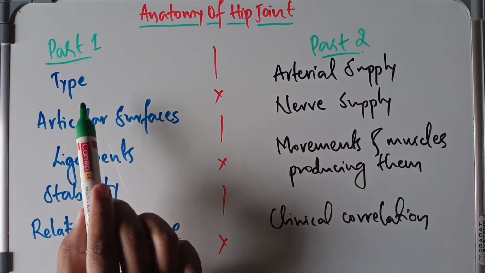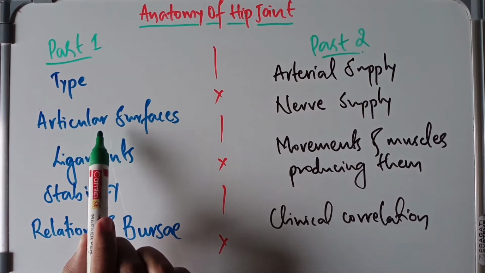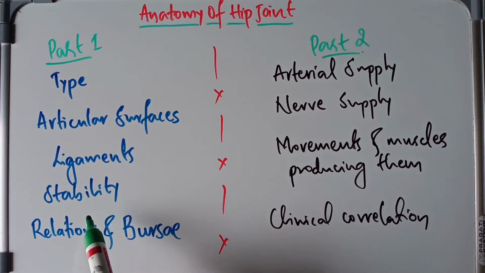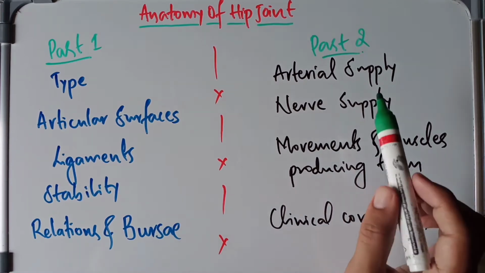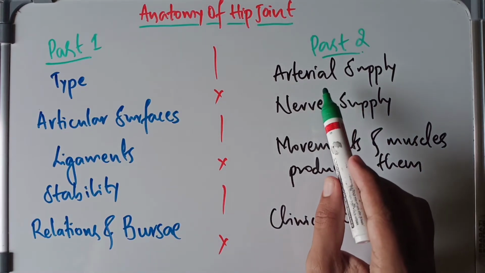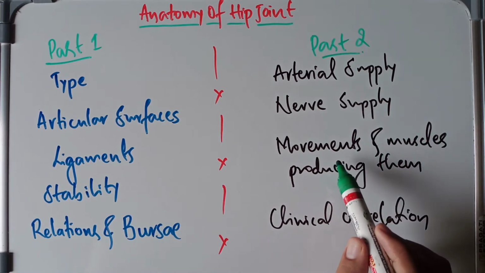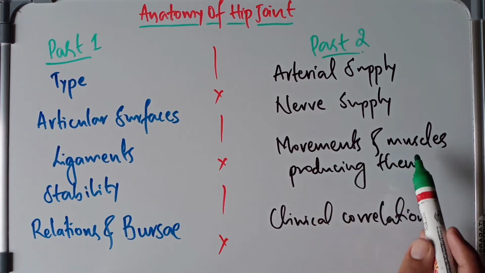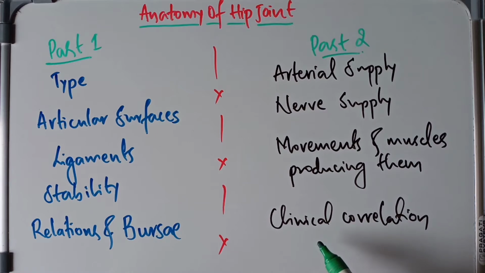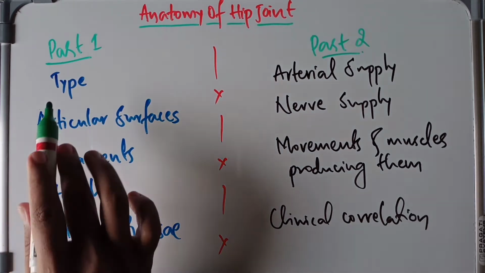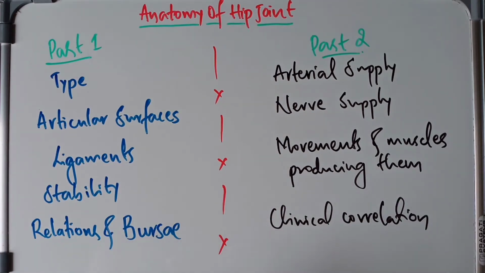In part 1 we will discuss the type of the joint, the articular surfaces, the ligaments of the hip joint, its stability, and also the relations of the hip joint as well as the bursae surrounding the hip joint. And in part 2 of this video we are going to discuss the blood supply of the hip joint, the nerve supply, the movements that the hip joint is able to produce and the muscles that produce them, and finally we will have a small discussion about the clinical correlation related to the hip joint. So in this video we are going to discuss part 1. So stick to the video till the end.